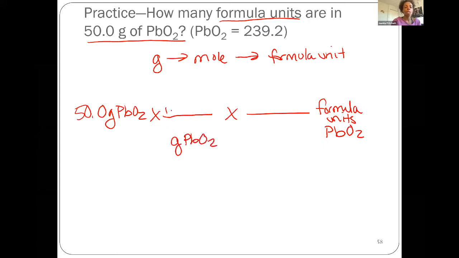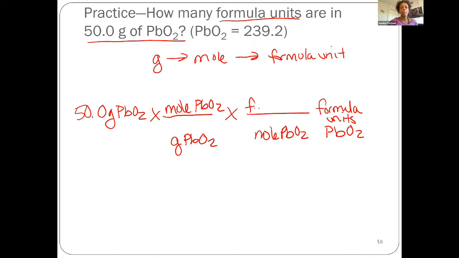And I'm first getting to moles. That's always my step. If I'm not in moles, get to moles first. You're going to hear me say that a lot through these videos, because that really is going to be your first step, because the mole is the linking unit to so many things. After we're in moles, we can then go from moles, put it on the bottom, to formula units.